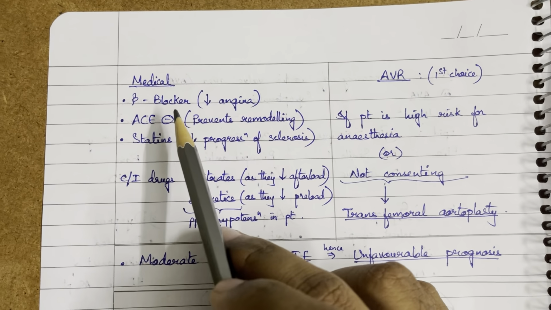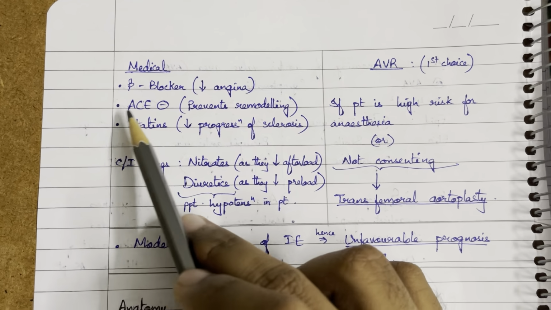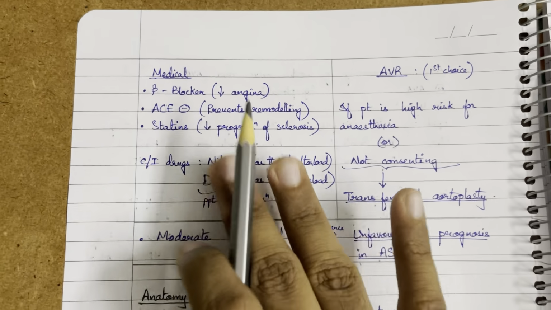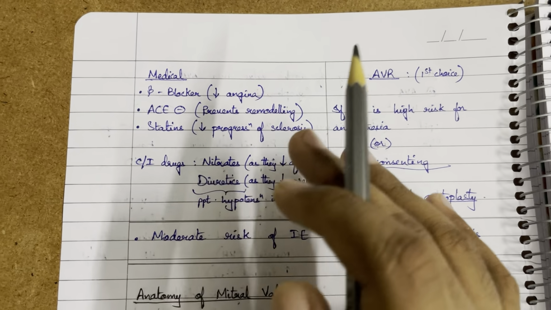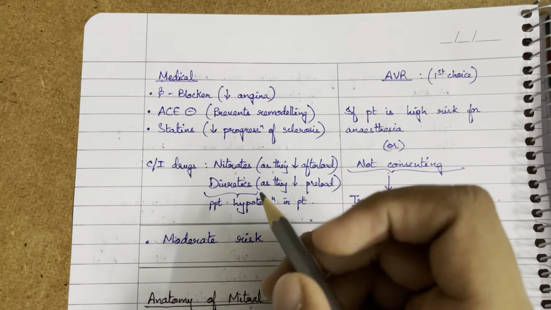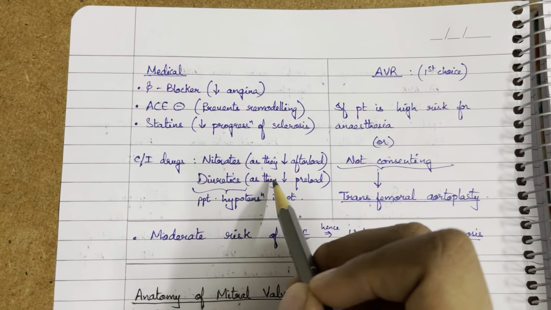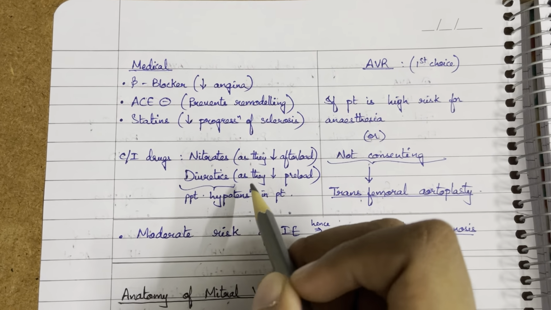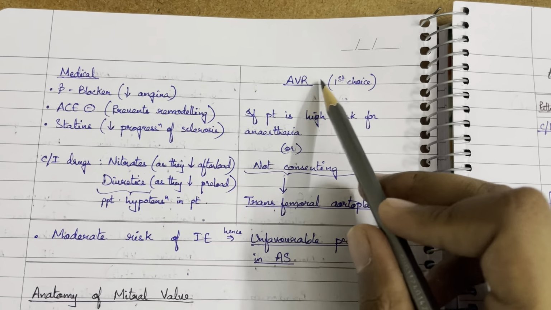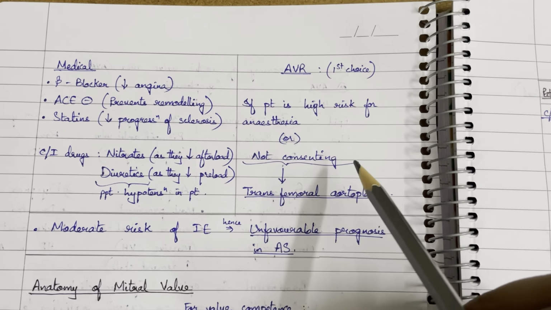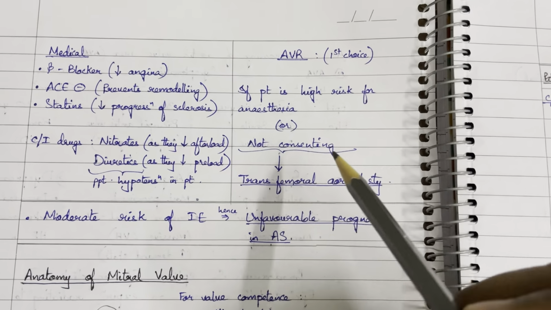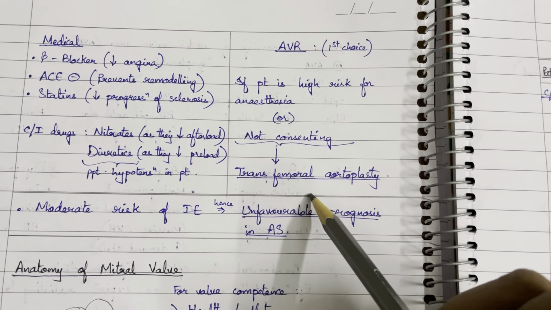For medical treatment, you give ACE inhibitors, beta blockers and statins, especially to decrease the sclerosis in senile changes. But you should never give diuretics to a patient of AS because the cardiac output is already low. If you take out the blood volume also, it will reduce further, so they precipitate hypotension. Nitrates also you should not give because they decrease the afterload. And then aortic valve replacement, that is the surgery. If the patient is at high risk for anesthesia or not consenting for surgery, go for transfemoral aortoplasty.